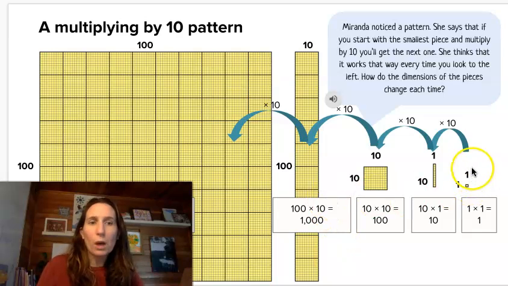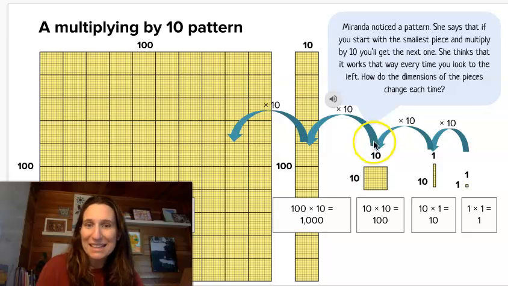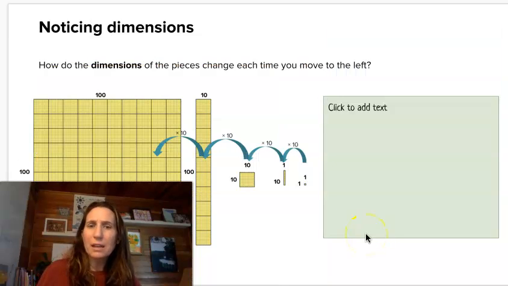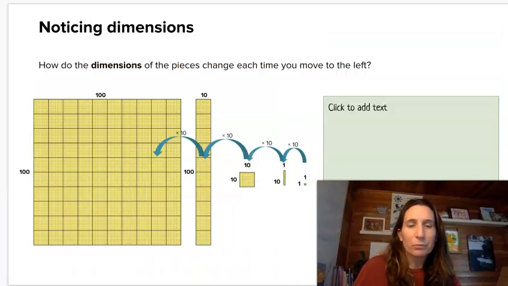So if we start at 1, multiply it by 10, we get 10. Multiply by 10, we get 10 by 10. And the one last year that we built was 100 by 100, so we had a 10,000 now. Also, you might take notice that the dimensions change based on the pattern.